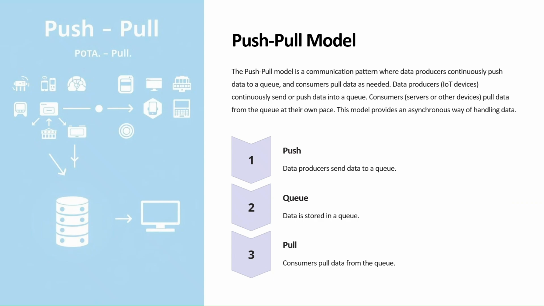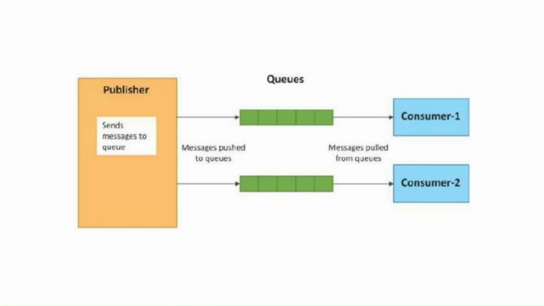The third one is the push-pull model, where the server puts the data into the queue and the client receives the data from that queue. Here, this is the block diagram. The publisher sends the message into the queue and the consumer pulls from this queue.